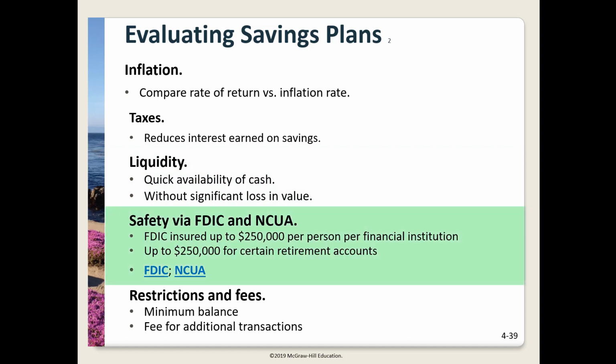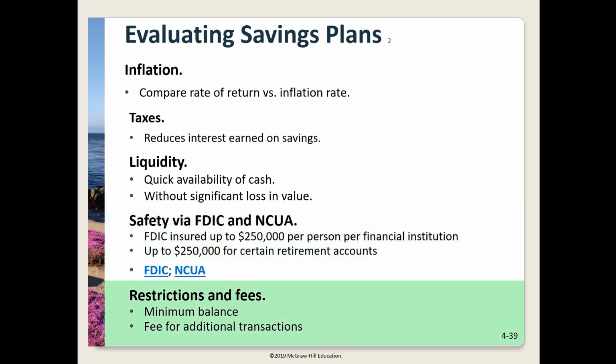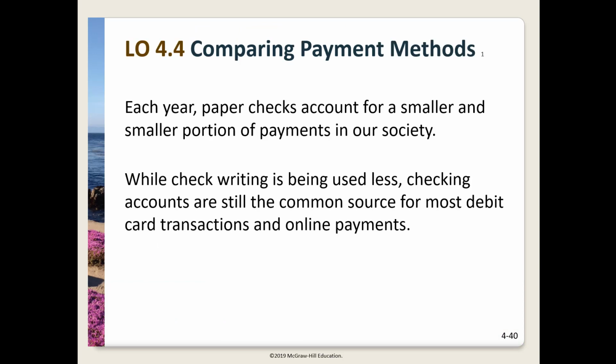With safety, the FDIC insures up to $250,000 per person per institution. The NCUA, the National Credit Union Administration, covers credit union accounts. And of course, restrictions and fees. Minimum balance requirements are by far the most common. Some accounts charge by transaction or by check written. Paper checks are quickly becoming an antique.